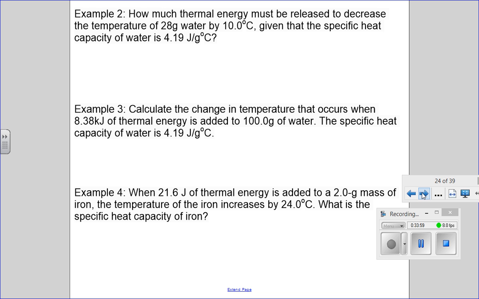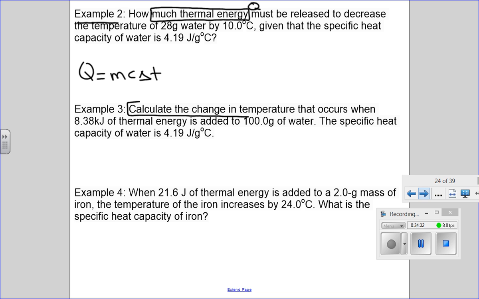So here are the other 3 examples. Example number 2 is asking you how much thermal energy. So that's Q. I'm going to leave that one alone because it follows the same pattern that we just did. And I'm going to focus on example 3 and 4 first because these ones are asking us to do a calculation that's slightly different.